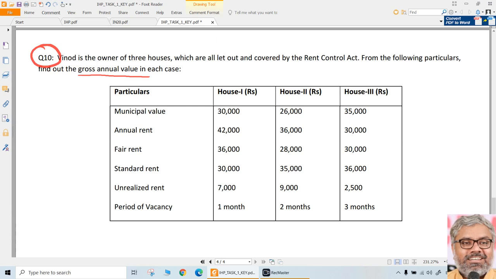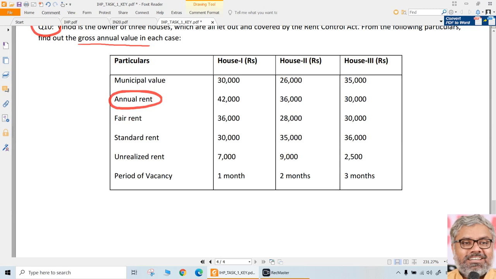So municipal value 30,000, annual rent. See, the words are important. It is annual rent, not actual rent. Anyway, first of all, according to our convenience, whatever is given, we have to convert it to our requirement. So we have to look at municipal value first, 30,000, fair rent 36,000, whichever is higher. So 36,000. That should be compared with standard rent, whichever is lower. So what is expected rent here is 30,000. That is expected rent. Keep it aside.